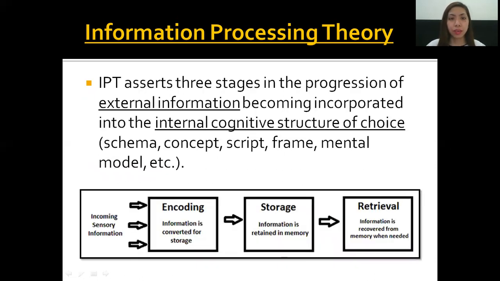The IPT asserts three stages in the progression of external information becoming incorporated into the internal cognitive structure of choice. These three stages are encoding, where information is sensed, perceived, and attended to; storage, which is where information is stored for either a short or long period of time; and retrieval. It is where information is brought back at the appropriate time and reactivated for use on a current task, the true measure of effective memory.